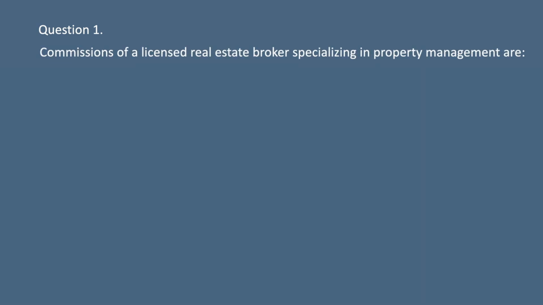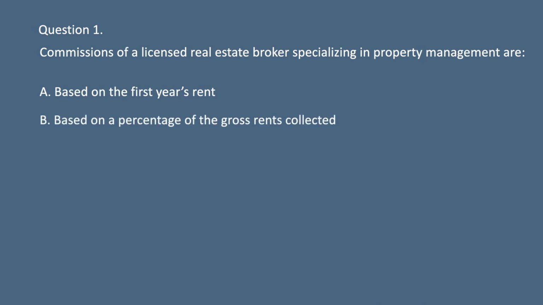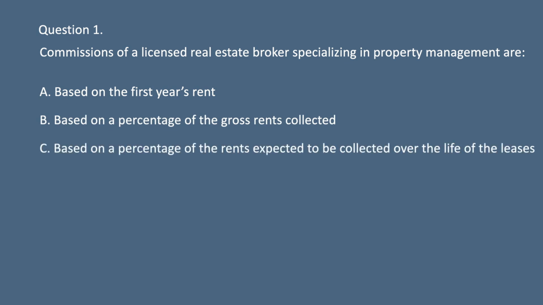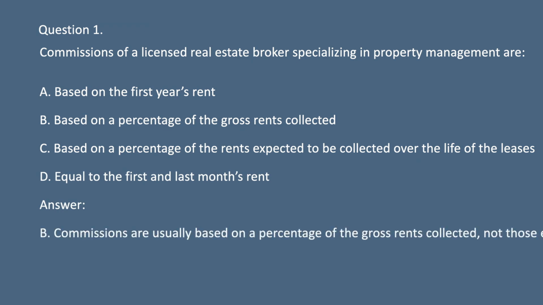Question 1. Commissions of a licensed real estate broker specializing in property management are A. Based on the first year's rent. B. Based on a percentage of the gross rents collected. C. Based on a percentage of the rents expected to be collected over the life of the leases. D. Equal to the first and last month's rent. Answer. B. Commissions are usually based on a percentage of the gross rents collected, not those expected over the life of the leases.